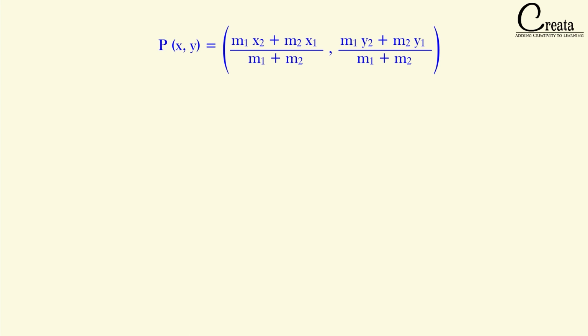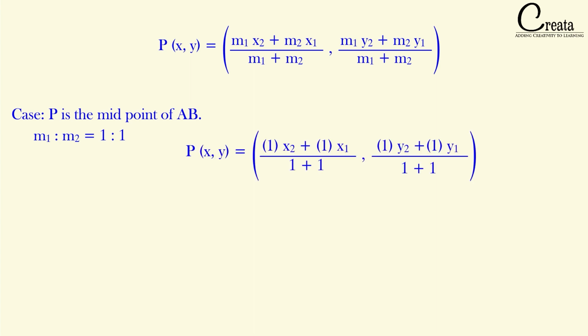Moving further, there is a modified section formula which is used for the midpoint. Suppose the point P is coming at the midpoint of AB, then the ratio m1 is to m2 will be 1 is to 1. Point P is the midpoint, so the point P is dividing the line segment AB into two equal parts or equal halves. So m1, m2 will be 1 is to 1. On putting m1 as 1, m2 as 1, we got our midpoint formula as (x1 plus x2) upon 2 comma (y1 plus y2) upon 2.